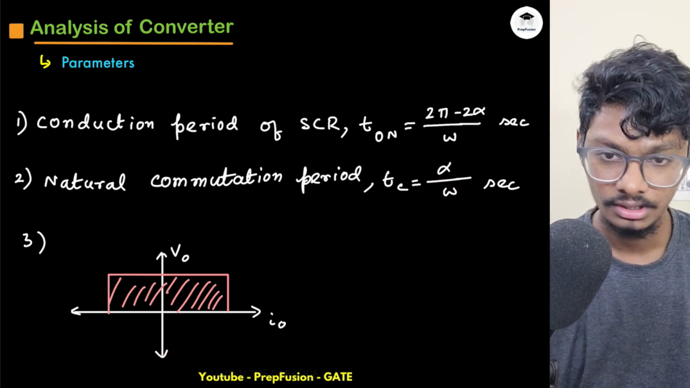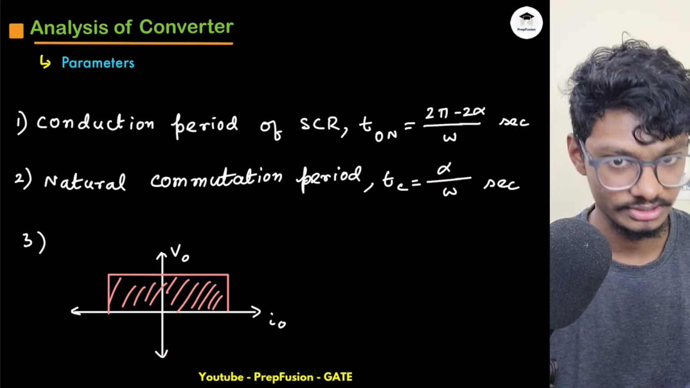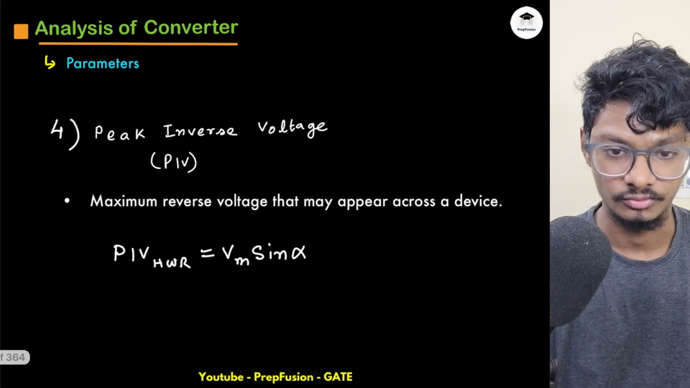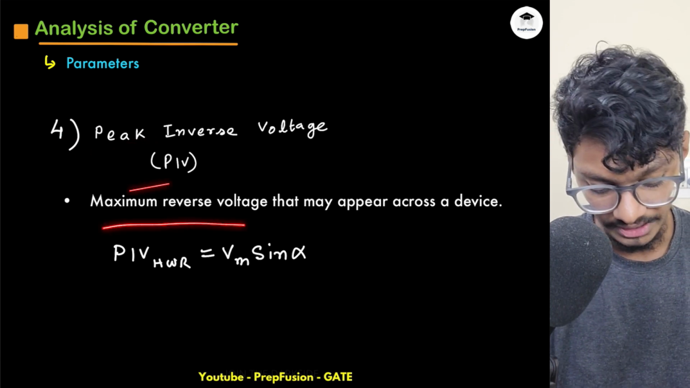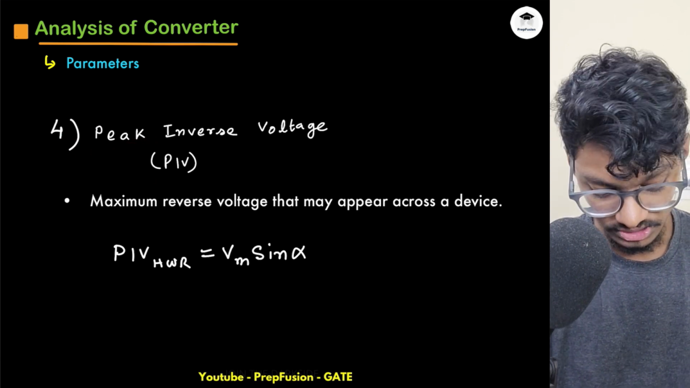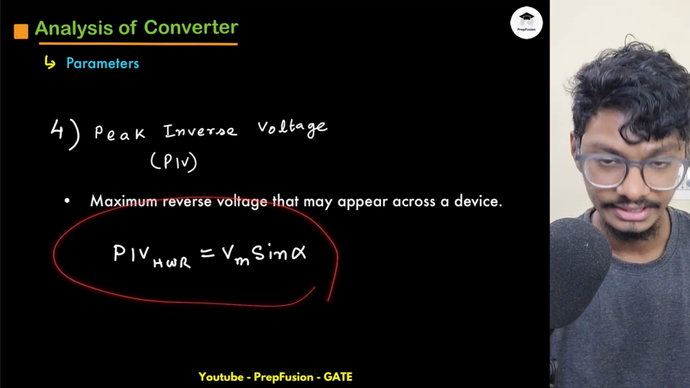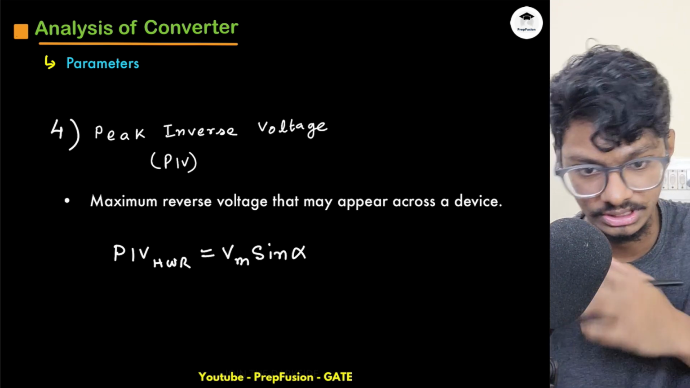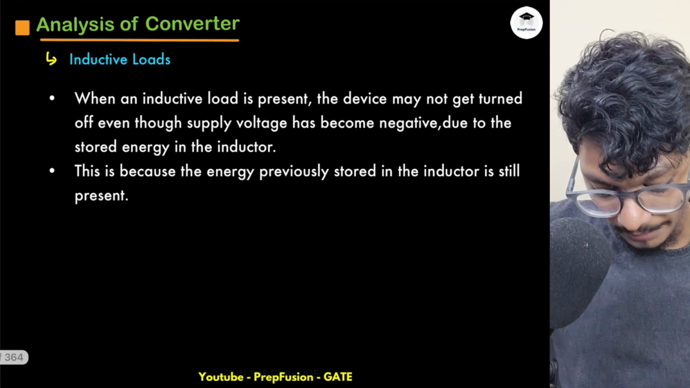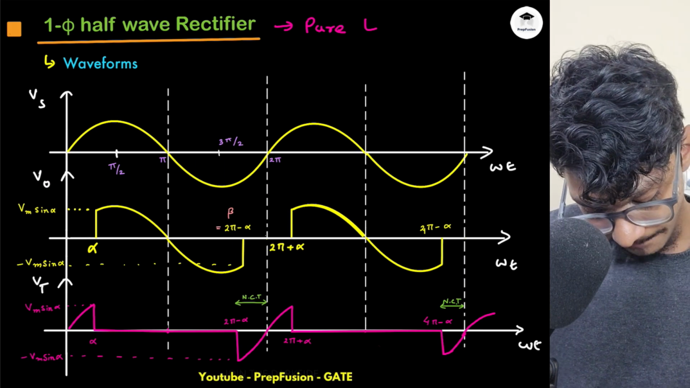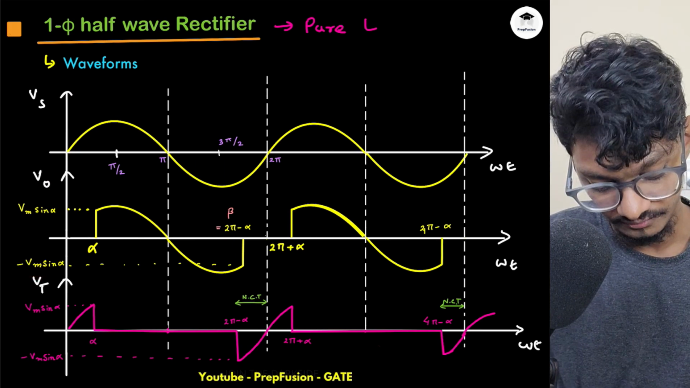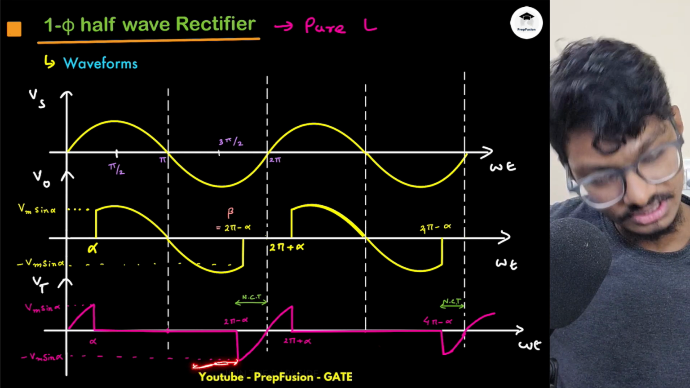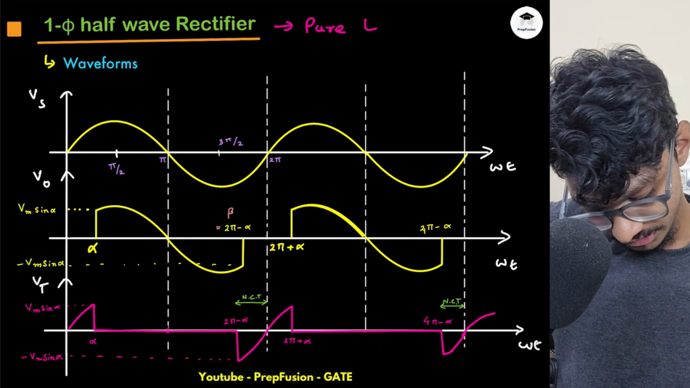And this is basically the coordinate diagram. So it absorbs energy and also delivers energy. Now, what is the peak inverse voltage? Peak inverse voltage is the maximum voltage that may appear across a device. I haven't mentioned the peak inverse voltage in the previous parameters as well, I will add those. In this case, the maximum voltage that appears across the device is Vm sin alpha only. It is not any other value because this is the value from which the SCR is in reverse mode. So it will be Vm sin alpha only.